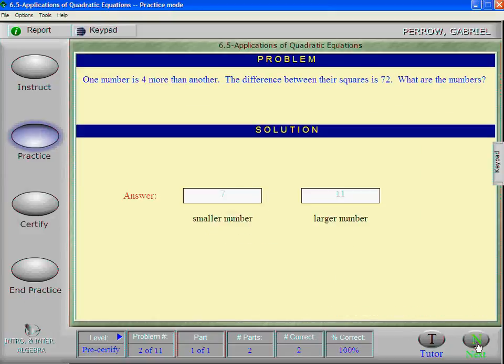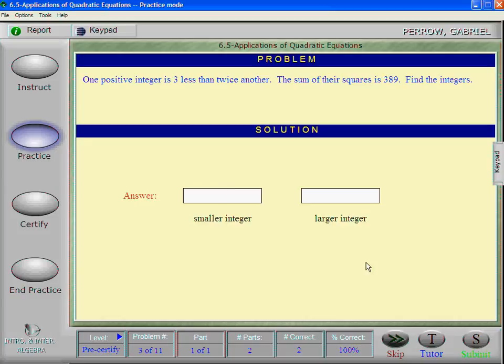Okay, let's see if we get another type of question here. Alright, so this is worded a little differently. One positive integer is 3 less than twice a number. The sum of their squares is 389. Find the integers. Okay, so it's a similar game, but the wording is slightly different over here. One positive integer is 3 less than twice another.